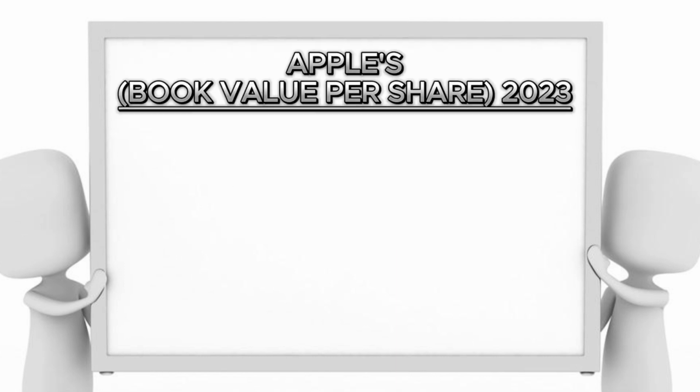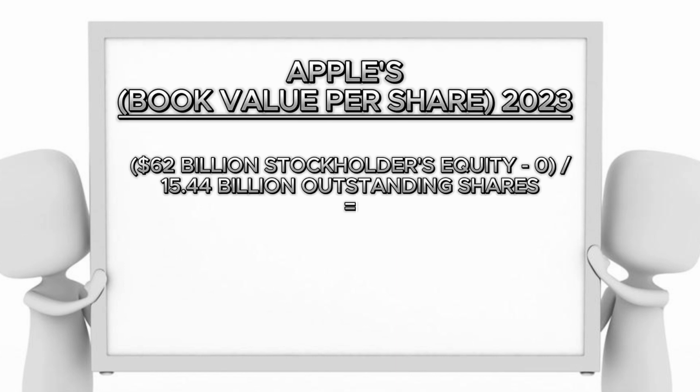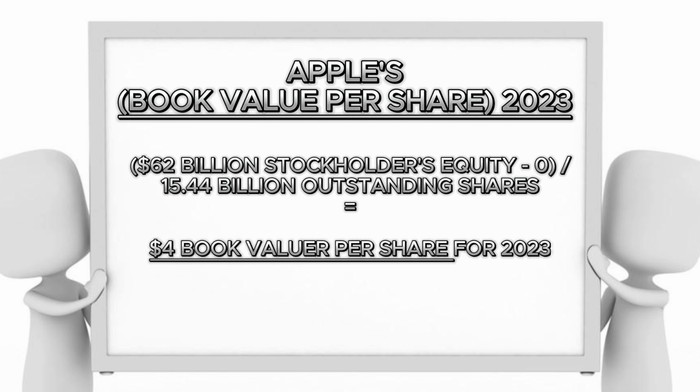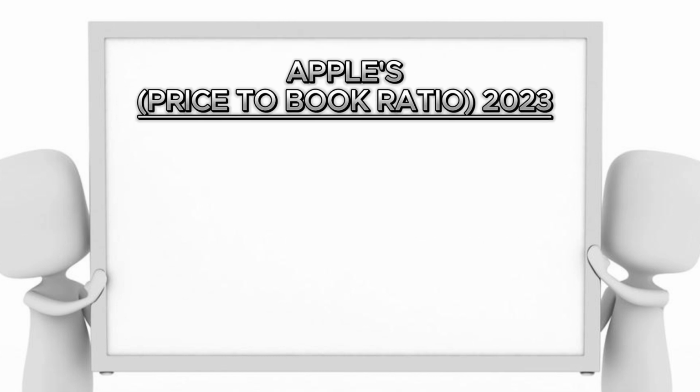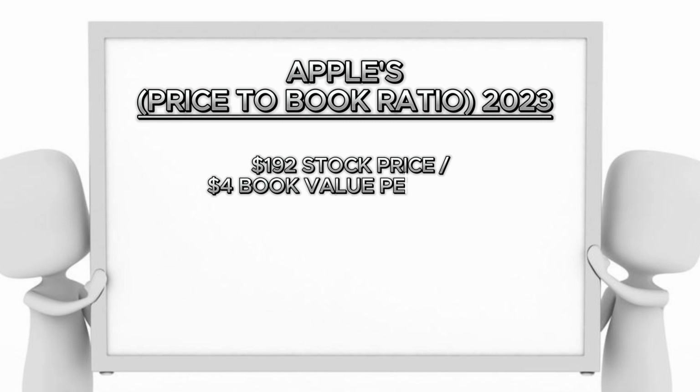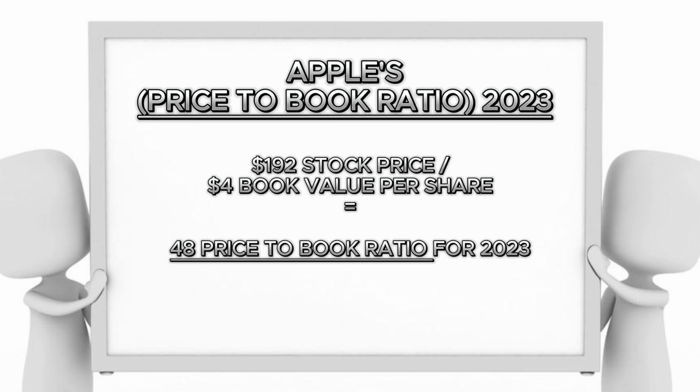So, the book value per share is stockholders' equity of $62 billion minus 0, while Apple doesn't have a preferred equity, divided by 15.44 billion outstanding shares equals 4. Then we can calculate the price-to-book ratio by dividing the market price of Apple at $192 by the book value per share of 4, so the PB ratio is 48.